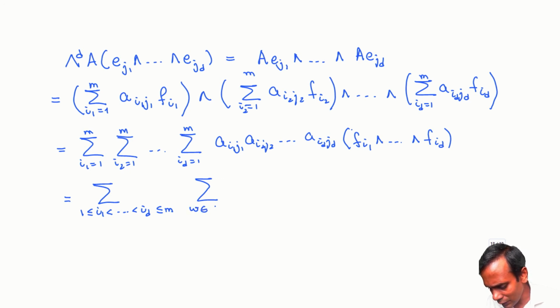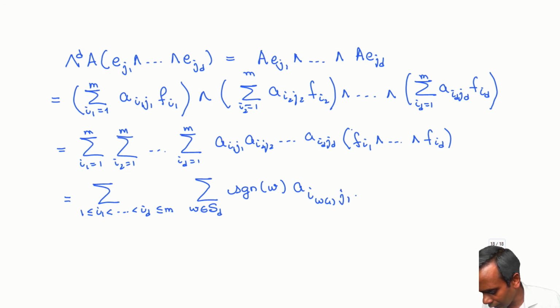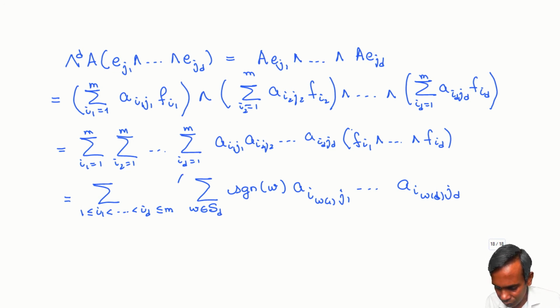But all possible reorderings means I need to go over permutations w in S_d, and every time I interchange two of these factors, there's a sign change, and that corresponds to the sign of the permutation w in S_d, and then I get a_{i_{w1} j1} ... a_{i_{wd} jd}. And this is the coefficient of the term f_{i1} wedge ... wedge f_{id}. So this is exactly what we were looking for.